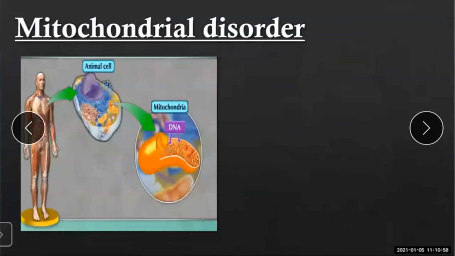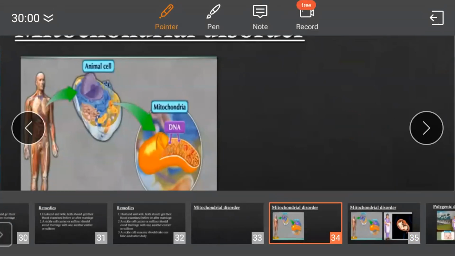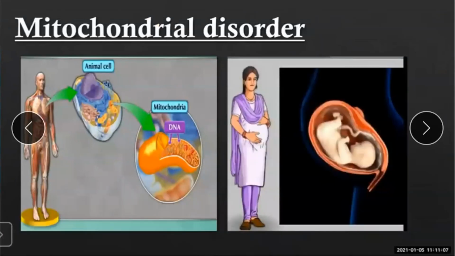So this mitochondrial disorder is inherited from the mother only. Why? Because mitochondria are seen only in the egg cells, and this happens only in the fertilization process. So it is said that mitochondrial DNA is inherited from the mother only. If the mitochondrial DNA is mutated, then the disorders produced are called mitochondrial disorders, and these disorders are thus transmitted from the mother only.